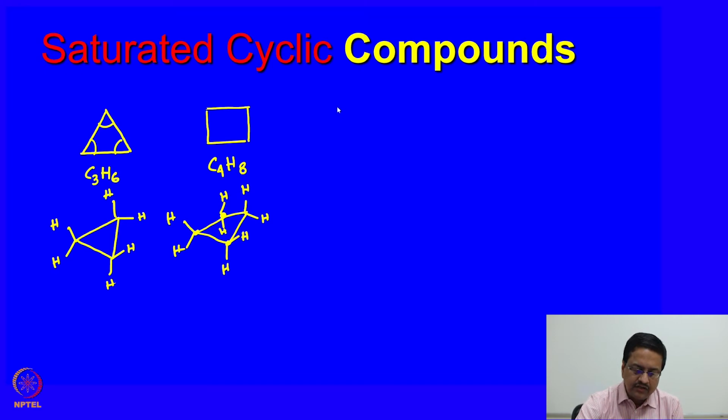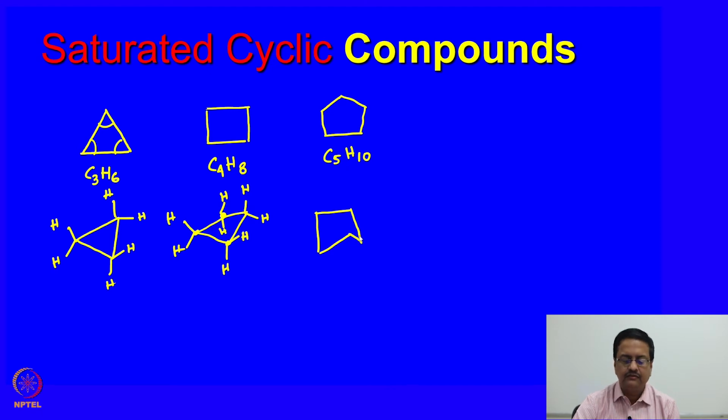The next molecule that you can have is cyclopentane. Once again here you can have 3 atoms in one plane and then one atom above the plane, the other atom below the plane, and the molecule would look like this. If you draw the hydrogen atoms, this would look like that.